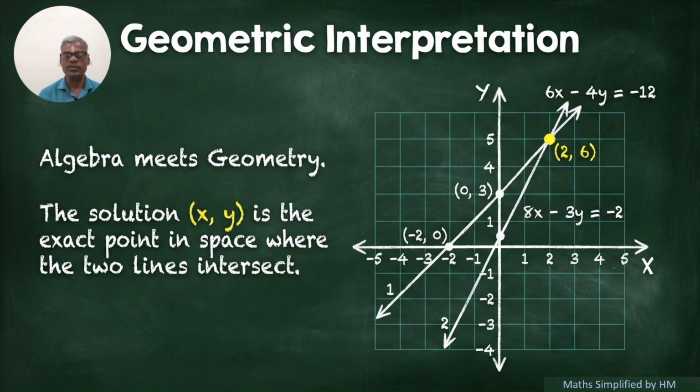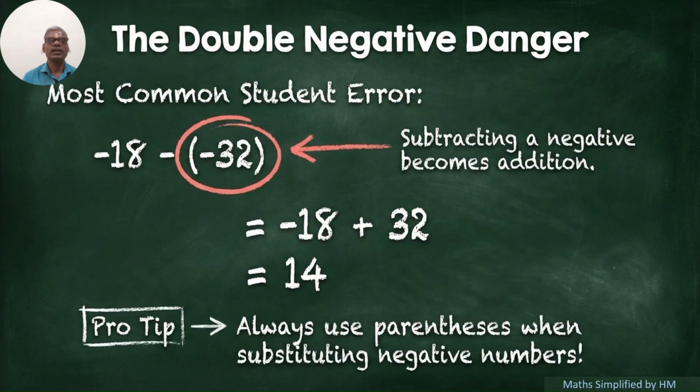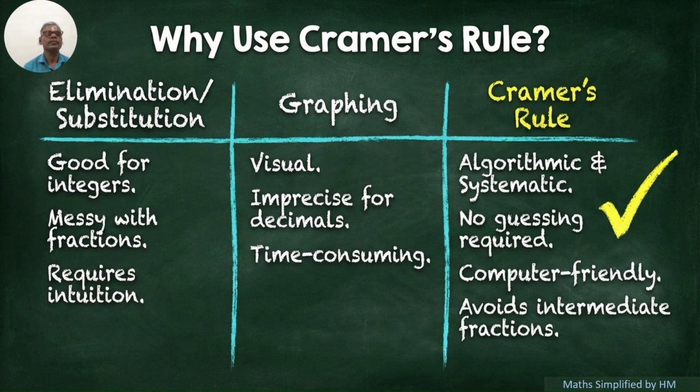The double negative danger. Please remember that this is where we make the most common error. Minus 18 minus into bracket minus 32. Subtracting a negative becomes positive, or addition. So minus 18 plus 32 is equal to 14. Pro tip: always use parentheses when substituting negative numbers.